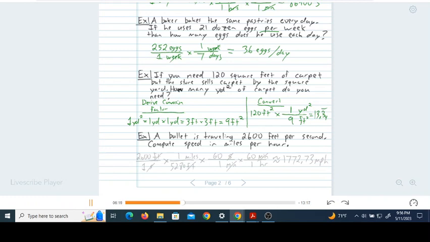Alright, let's look at the next example. We got a bullet going 2,600 feet per second. What is that in miles per hour? So we got 2,600 feet per every 1 second.